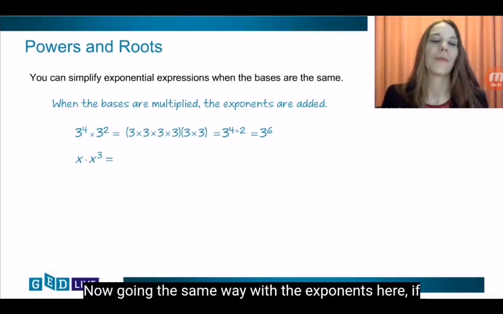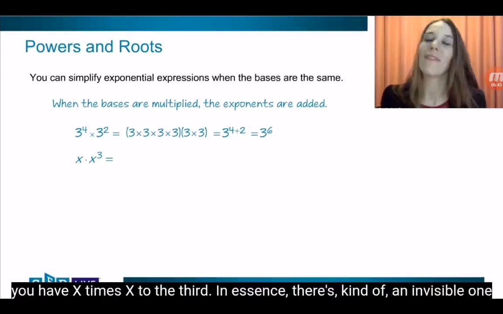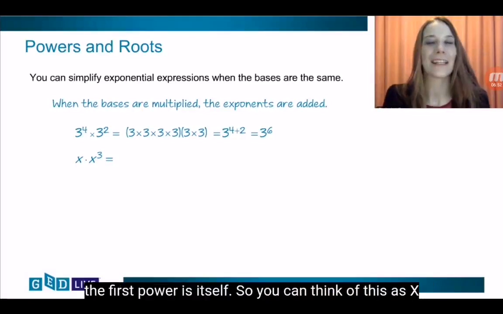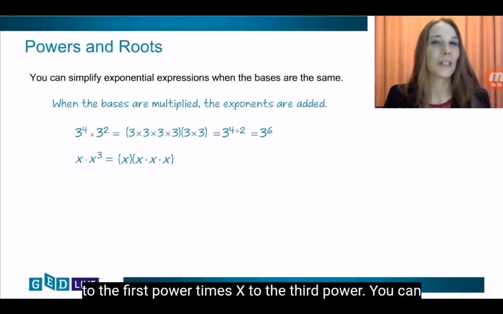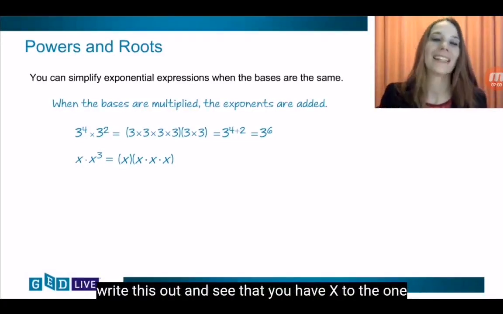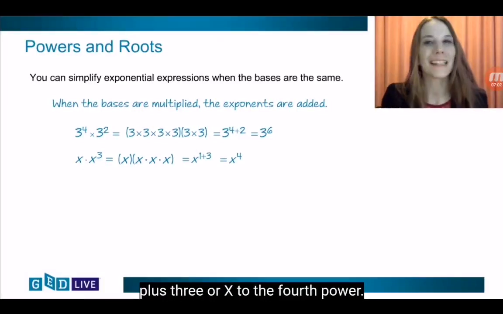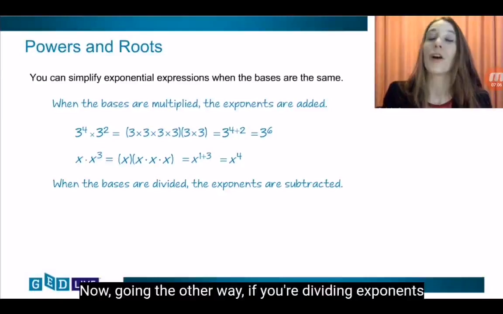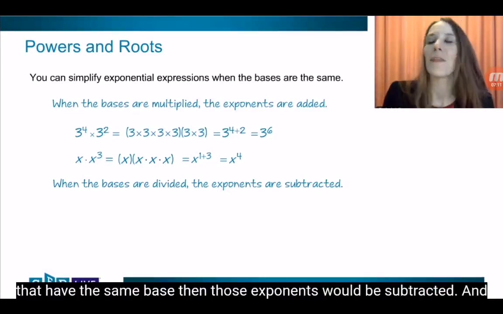Now, going the same way with exponents, if you have x times x to the 3rd, there's kind of an invisible 1 there with that x, right? Because remember, anything to the 1st power is itself. So you can think of this as x to the 1st power times x to the 3rd power. You can write this out and see that you have x to the 1 plus 3, or x to the 4th power.